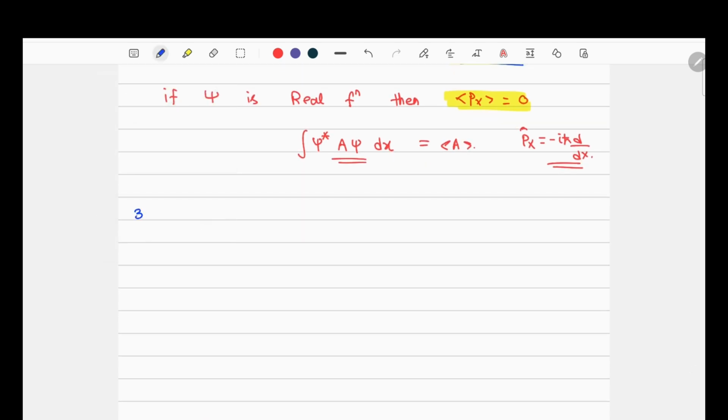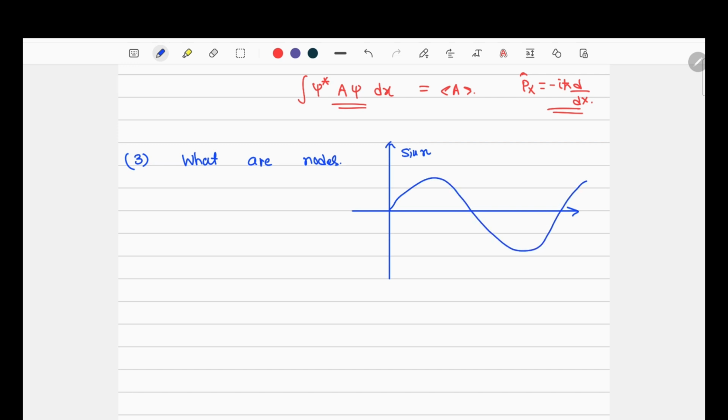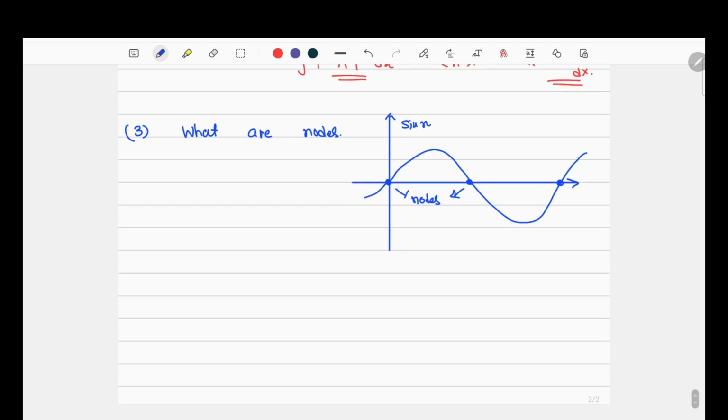Now I am going to talk about the third property, which talks about the nodes. What are nodes? First let me tell you what nodes are. Nodes are nothing but the points where the function changes sign or the function becomes 0. Let's talk about sin x. The sin x function shows some property like this. So these are nodes, where the function becomes 0.